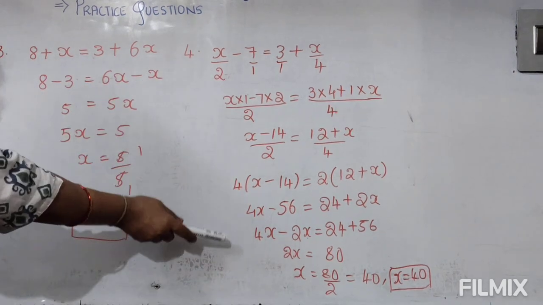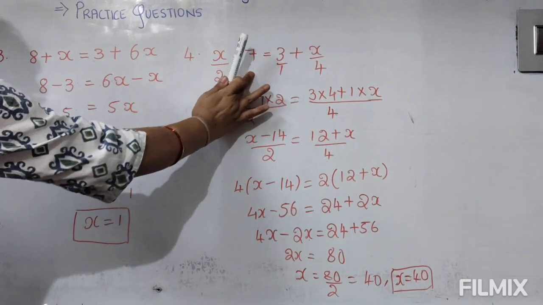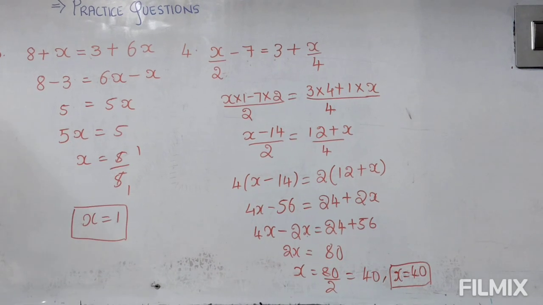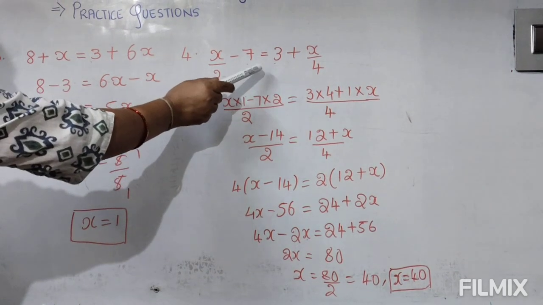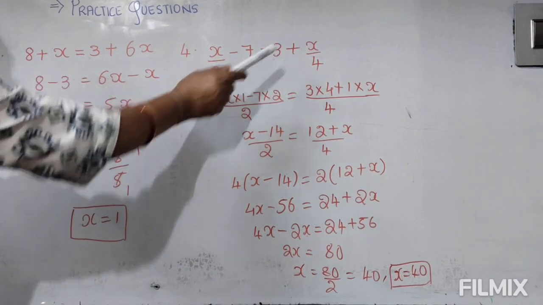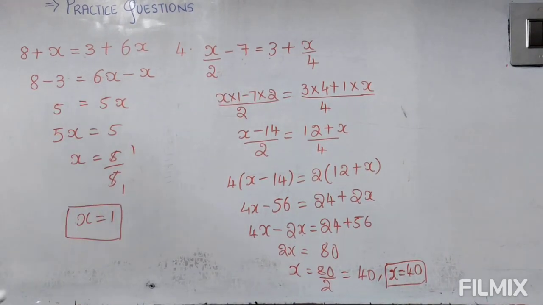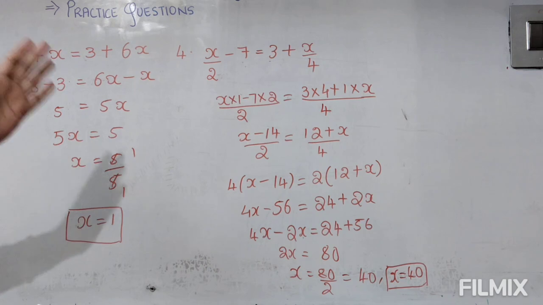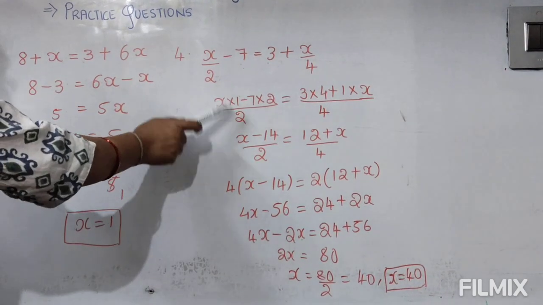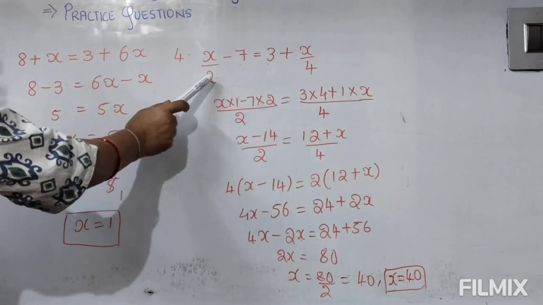One more sum. It is like this. x by 2 minus 7 is equal to 3 plus x by 4. It is like this. So if nothing is there, I have told in my previous videos also, you have to consider it as 1. Therefore, if 1 is there, the first and foremost step you have to do is find out the LCM. That is 2.